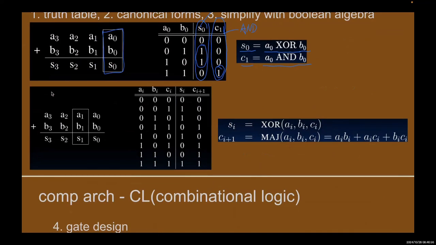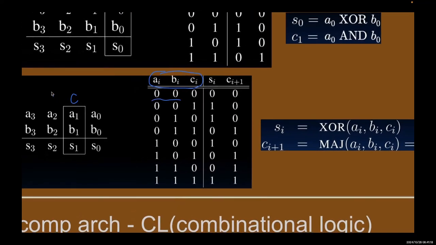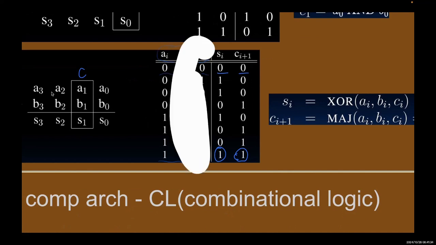Okay, and for the next bits, we need to consider the carry. So there are 3 inputs, A, B, and C. If A, B, and C are all 0, then the output is 0, no carry. And if all of them are 1, then the result is 1 and the carry is 1. It's similar, we just consider the carry here.